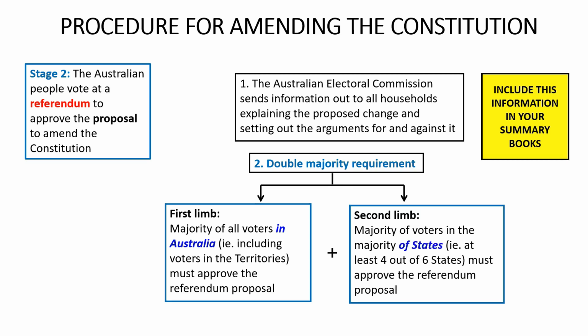The second limb is that the majority of voters in the majority of states must approve the referendum proposal. That is, over 50% of the voters in at least 4 of the 6 states must vote in favour of the referendum proposal. Note that for this limb, the voters in the territories are not counted. So, for example, a referendum would satisfy this limb if more than 50% of the voters in Victoria, more than 50% of the voters in Queensland, more than 50% of the voters in South Australia, and more than 50% of the voters in Western Australia vote in favour of the referendum proposal.